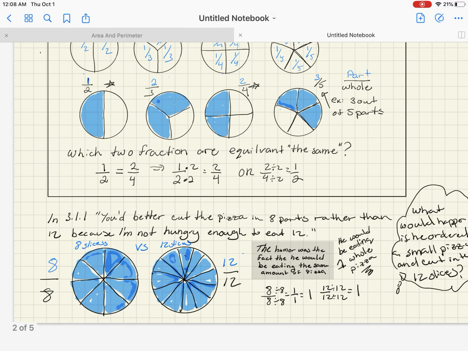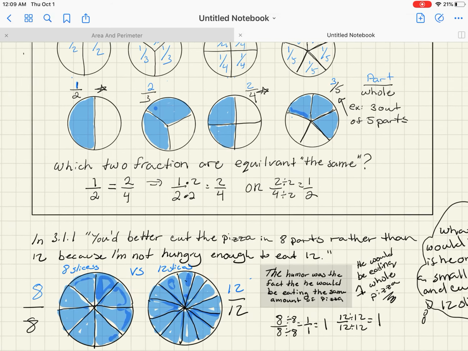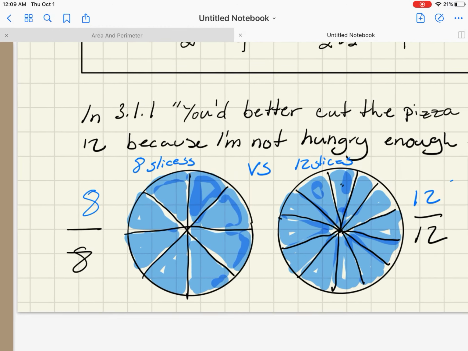The pizza question, that's what's going on here. And what's the humor about the pizza question? The humor lies in that he was asked, do you want me to cut your pizza into 8 slices or 12 slices? And he says, oh, can't do 12 slices because that'd make me too full. So I'll just cut that pizza into 8 slices, so I only need to eat 8, and I can handle that.